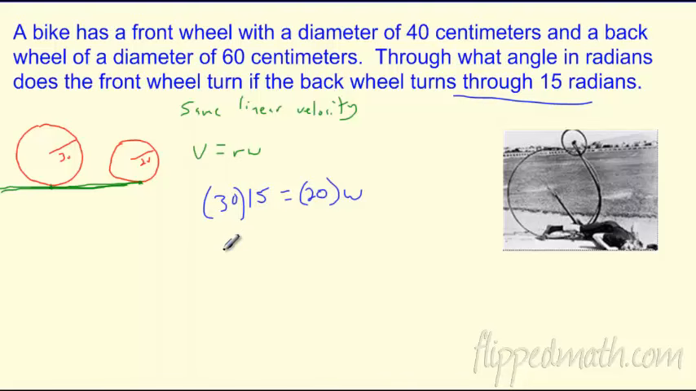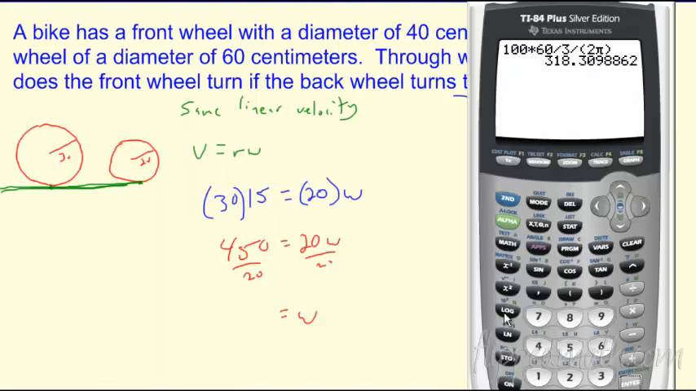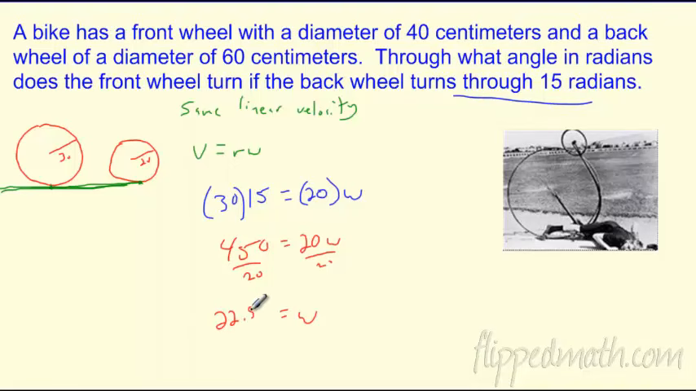So if I multiply this out, what am I going to get? I'm going to get 450 equals 20w. Boom, divide by 20, divide by 20. What is my angular velocity, or what are my radians? In this case, let's go ahead and get it. We're going to do 450 divided by 20. Should be 22.5 radians. And then, does it make sense? Always take a second to check. Yeah, if the back one does 15 radians, the front does more. And don't freak out when you see 15 radians, it just doesn't have a pi in it.